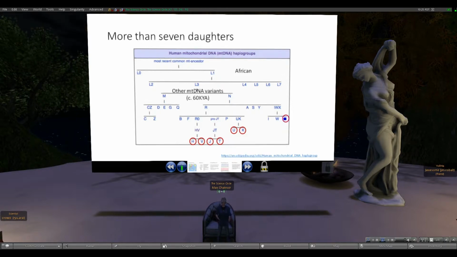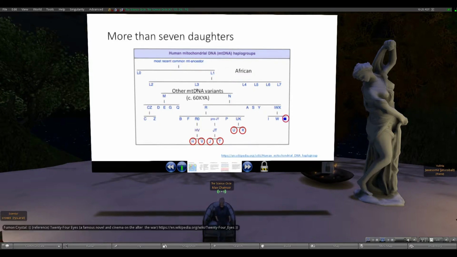All of the L haplogroups are African lineages, and haplogroup L3 represents the group that migrated out of Africa, and that was subdivided into two subgroups, M and N. Each of those was subdivided into several haplogroups, like N divided into R, A, S, V, and X. My particular haplogroup is I, and this came from IWX, which came from N, which came from L3.